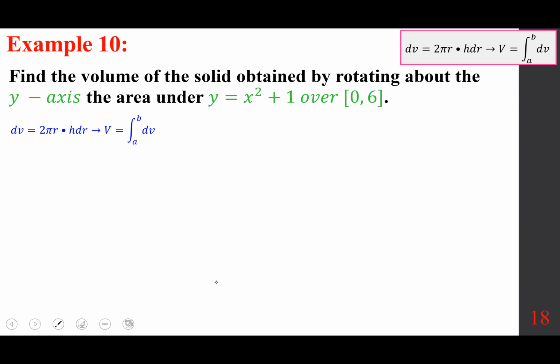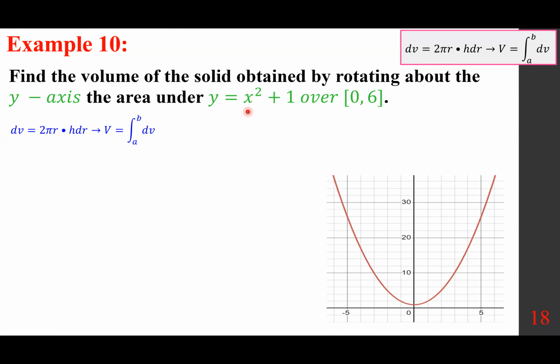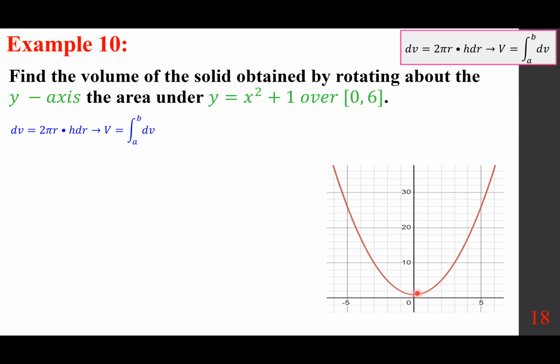Find the volume of a solid obtained by rotating about the y-axis the area under this function y equals x squared plus 1 over 0 and 6. Again, graphing is a must. Y equals x squared is a parabola, plus 1 shifts up by 1. So this is 1. This may not be to scale, or they scale along the x and y axis. They don't have to be the same. So 0 to 6 is here. Just to give you an idea.